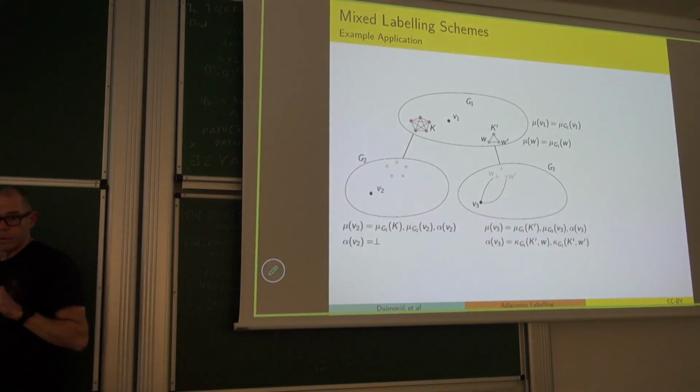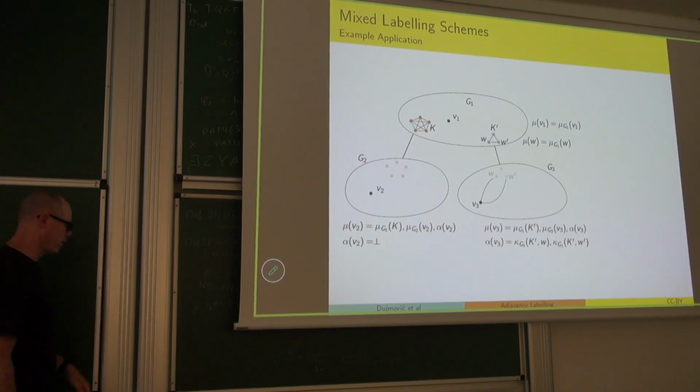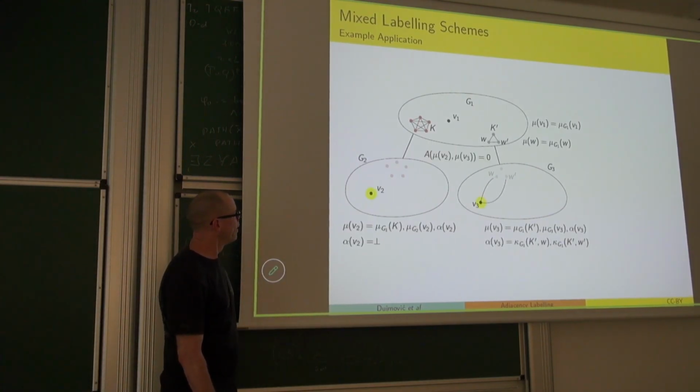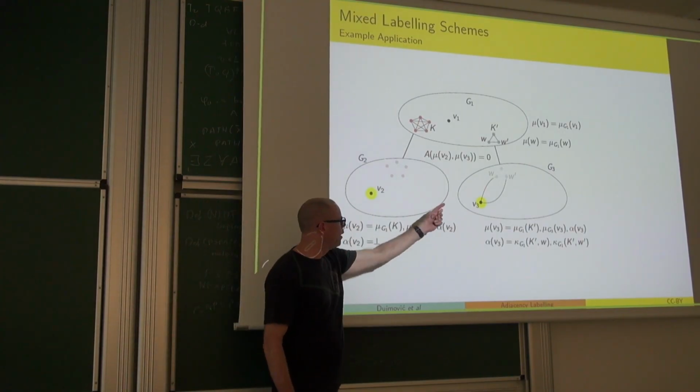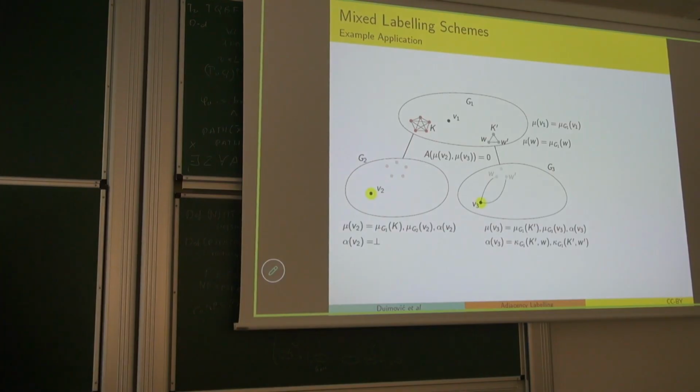Those are supposed to be short. All right, so that's what the labels look like. Let's see if this is enough to do adjacency testing. Let's see what happens if I look at the labels of these two vertices, V2 and V3.